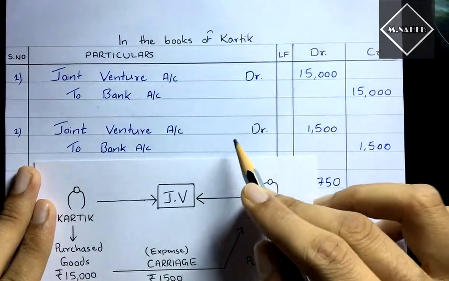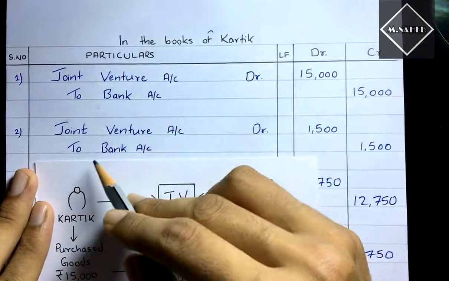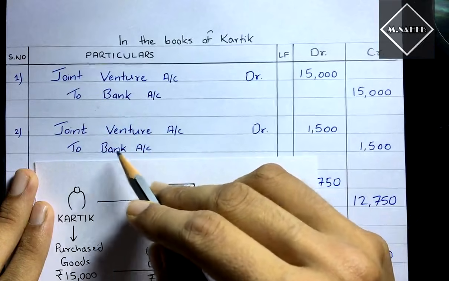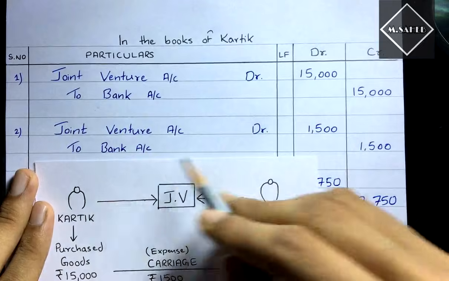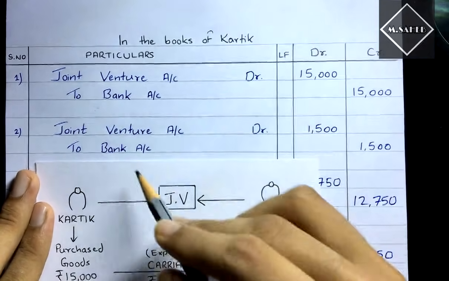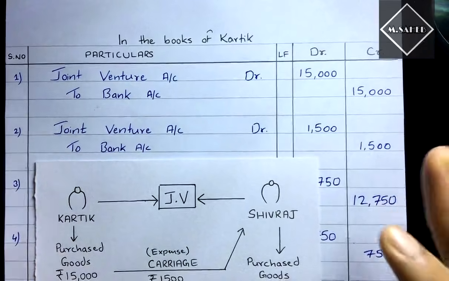And now who incurred that expense? Karthik incurred that expense, right? So now his bank account will get credited. Again, Karthik's name will not come. So his bank account will come, because his bank account is decreasing. He has paid for that expense. So to bank account 1,500. Simple, right? Okay. And then what happened?